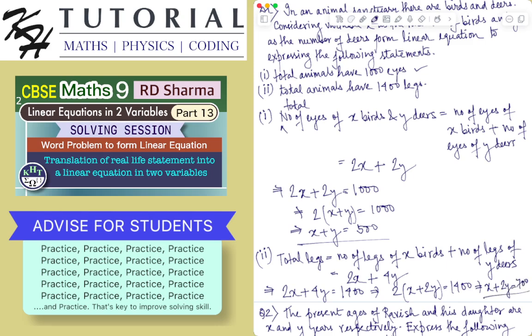So x plus 2y is equal to 700 is a linear equation in the variables x and y that expresses the statement total animals have 1400 legs, where x is the number of birds and y is the number of deers.